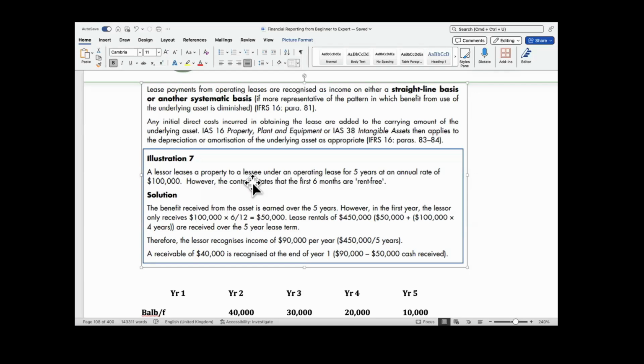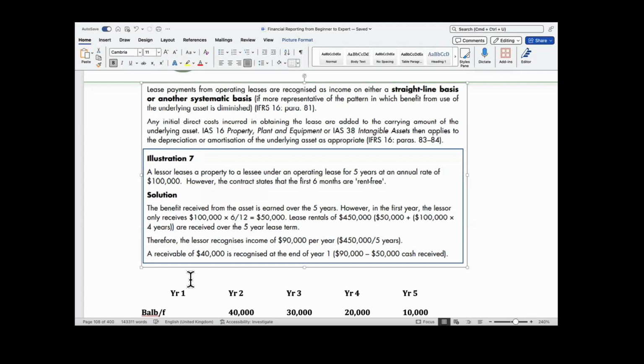So it would be wrong for us to now recognize 50,000 rent that we received through P&L in the first year and recognize 100,000 in subsequent years to P&L. That would be against the core principle of operating lease that requires that we recognize the rent on a straight line basis. That requires that we recognize the rent equally to P&L.